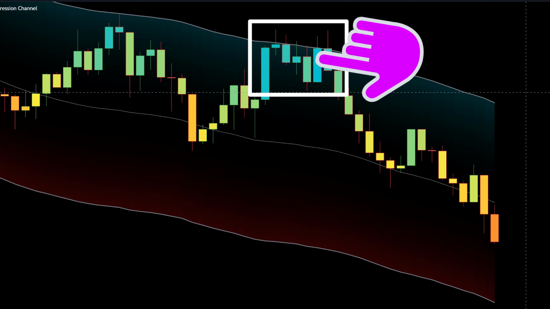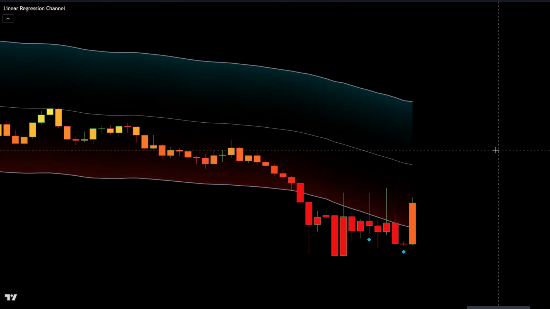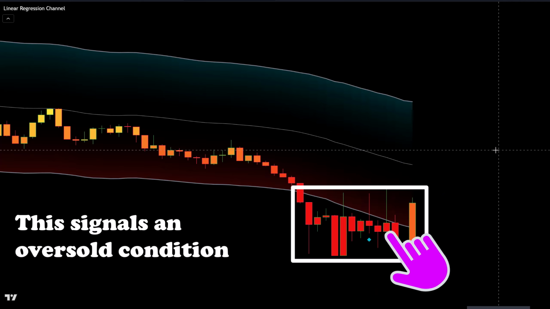Once you know the direction, the bands become your tool to time smart entries. Now, let's go ahead and show some examples to see how this indicator performs in real market conditions. So, for a bullish setup, you'll want to watch out for the price to dip down toward the lower regression band. This typically signals an oversold condition.